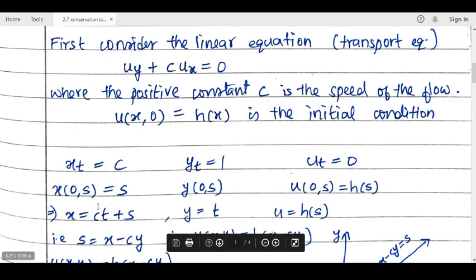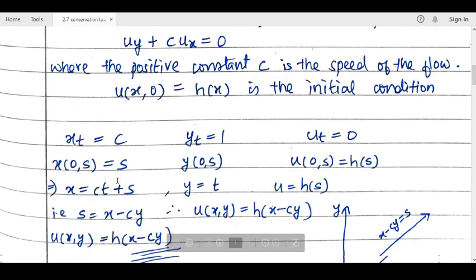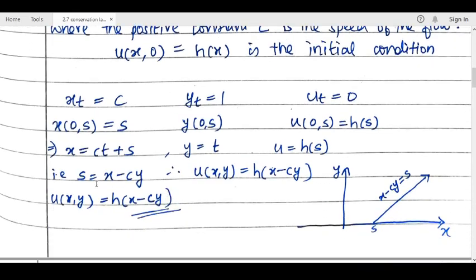Now as usual we can solve the characteristic equation to get the characteristic curves. So here we have x_t equal to c. This is dx/dt equal to c. So dx equal to c dt. Integrating you will get x equal to ct plus f1(s). Now when you apply the initial condition as we did in the last section, when t is 0 we get x is s. So f1(s) is s. So you will get x equal to ct plus s. I have directly written the characteristic curves here; I have integrated this and applied the initial condition.